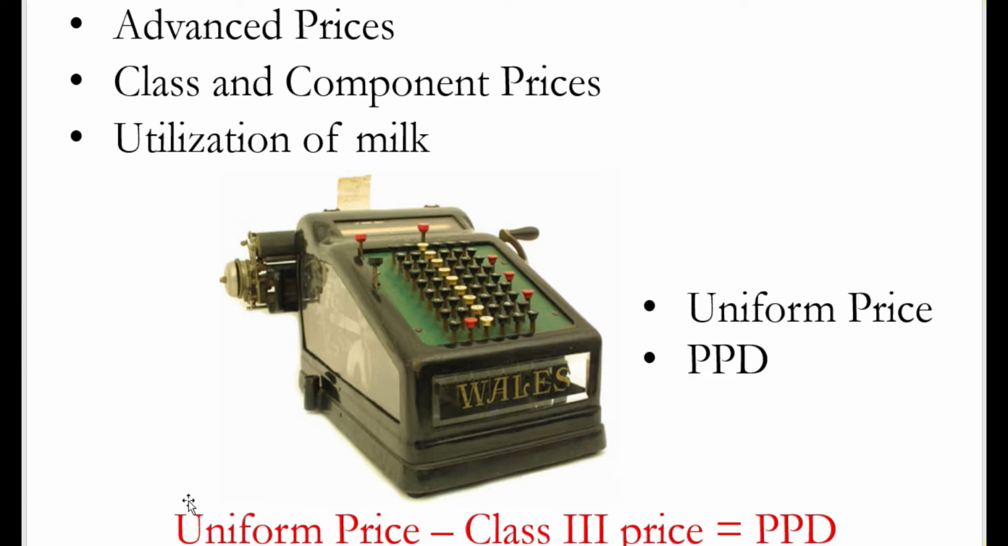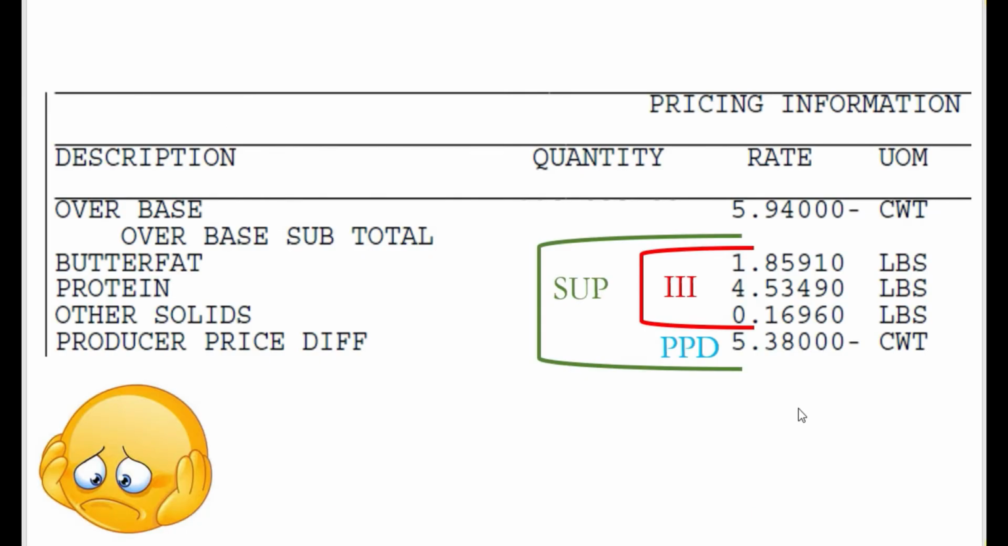The most important part is the uniform price. That is the amount of milk that is sold in the order and the amount of money that is collected from it. Then when we subtract the class 3 price from it, we get the PPD, which you can think of mathematically as an error term, or it's used to balance the equation. So on this check, the butterfat, protein, and other solids all come together as the statistical uniform price. Then the actual components are used to pay out the class 3 price, and the difference between the class 3 and the statistical uniform price is the PPD.